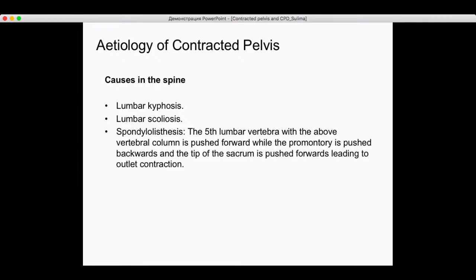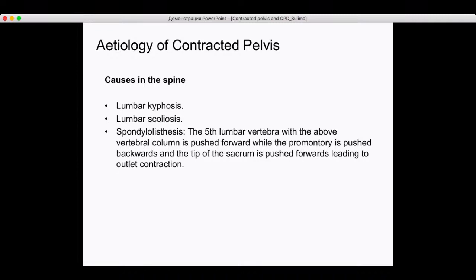That's why it's very important to pay attention to girls during school time, to determine in time the problems with the spine, and if it's possible, correct them in time, avoiding the changes of pelvic shape and size in the future.